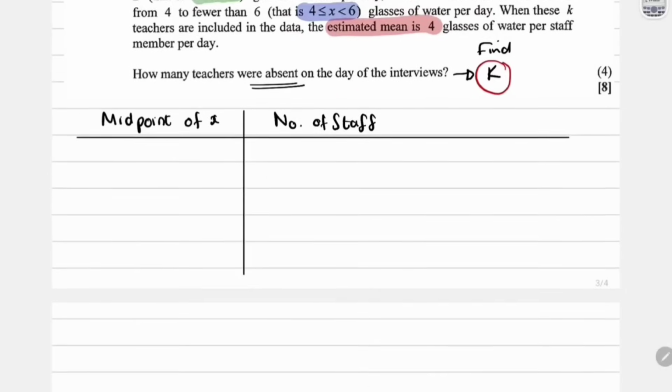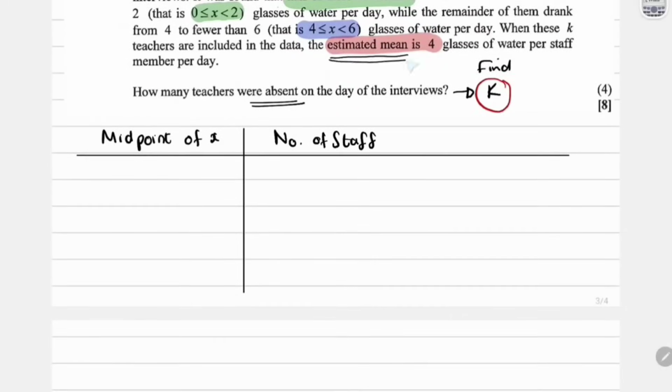So the idea behind finding the estimated mean, because that's what we're trying to do, we're using the estimated mean calculation to find the value of K.